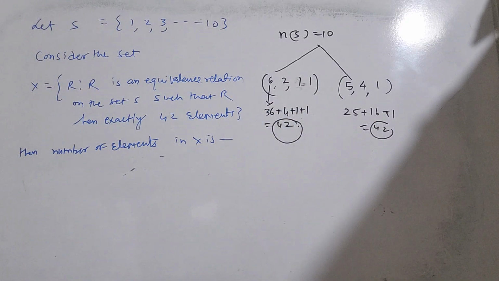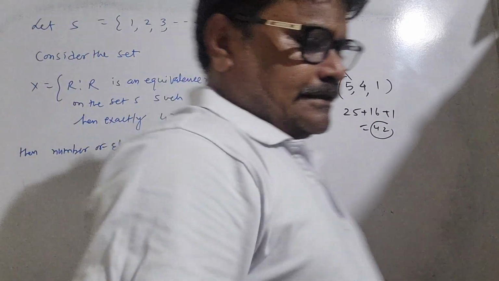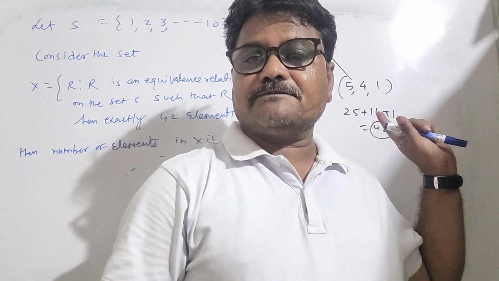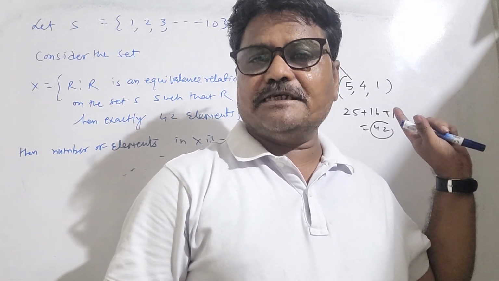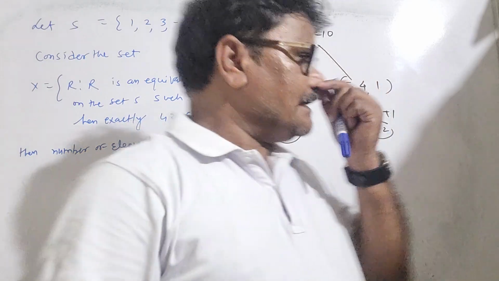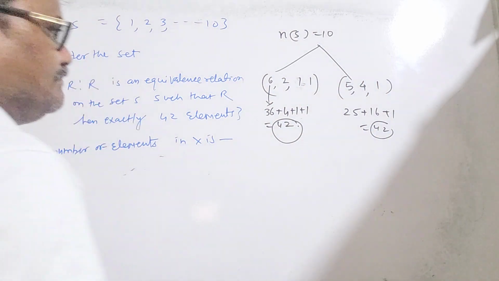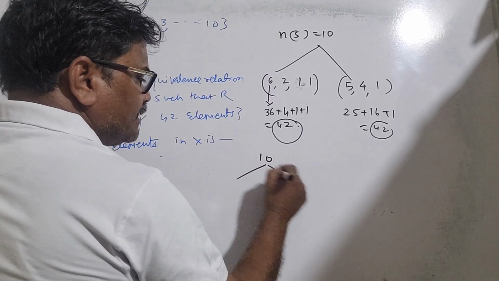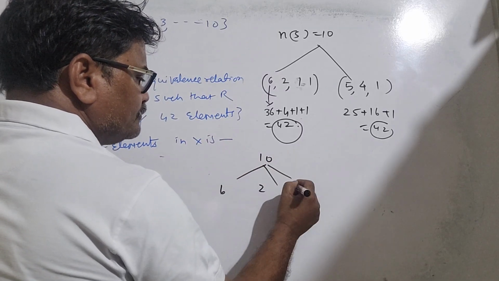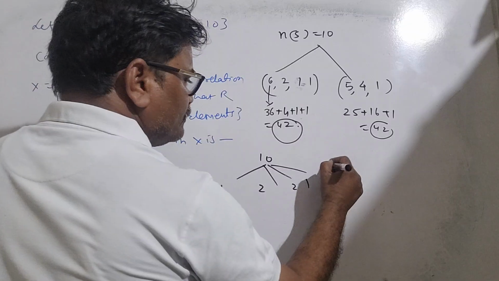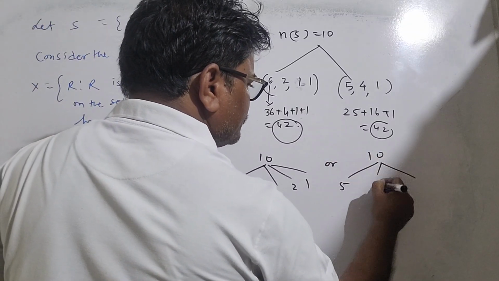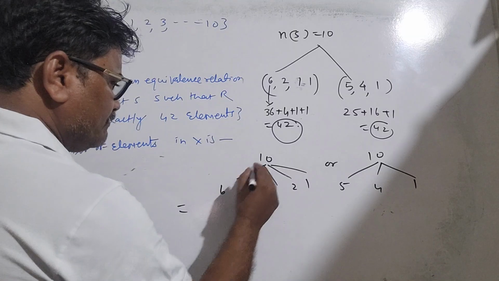And definitely now the relation which is formed by the elements of these partitions of sets is going to be an equivalence relation, and that contains exactly 42 elements. So how can we partition? Make the groups. 10 is divided into 6, 2, 2 and 1, or 10 is divided into 5, 4 and 1. So how many number of ways?